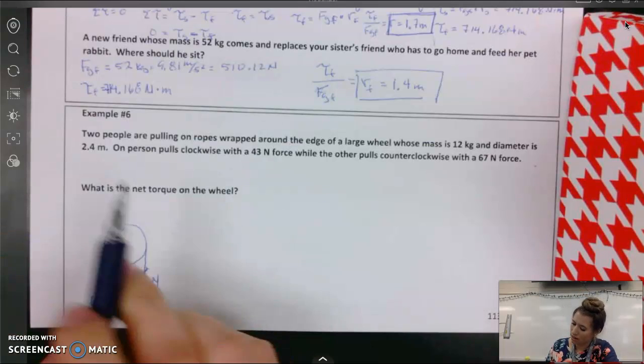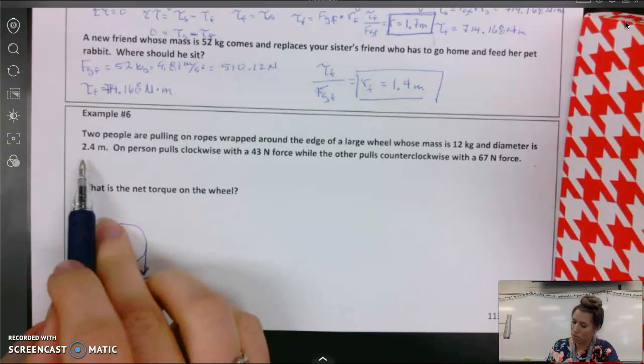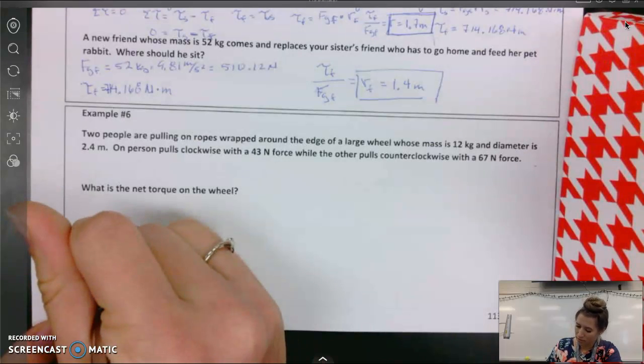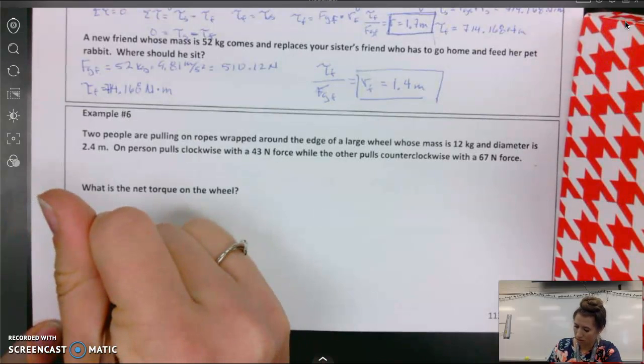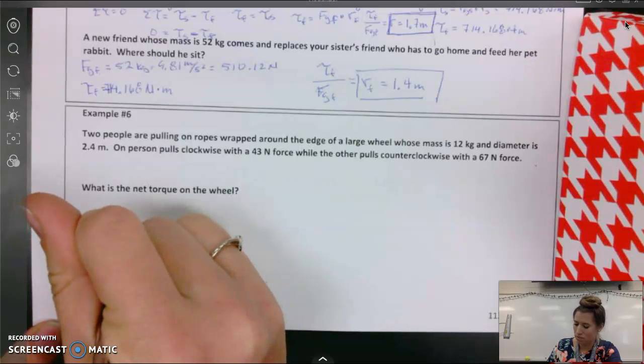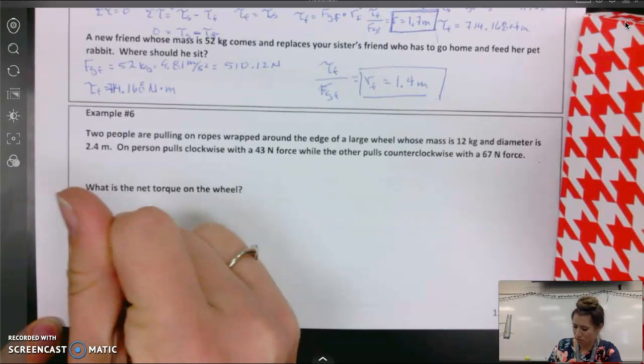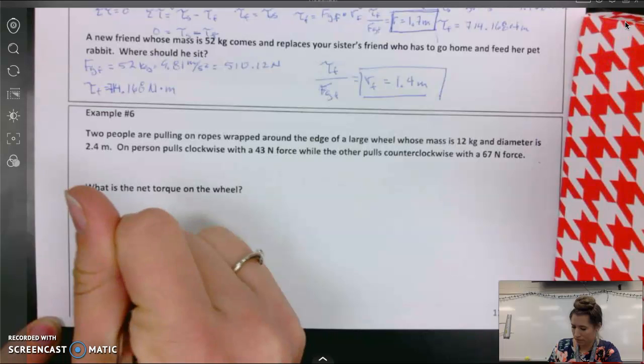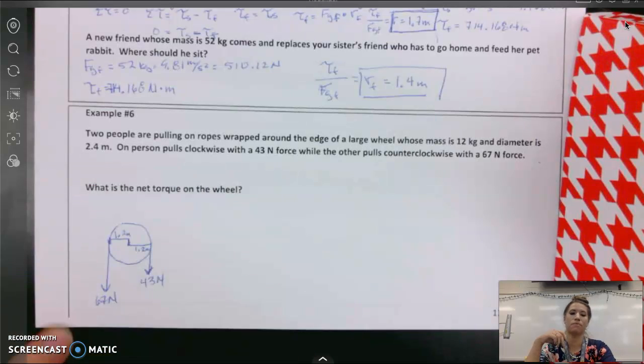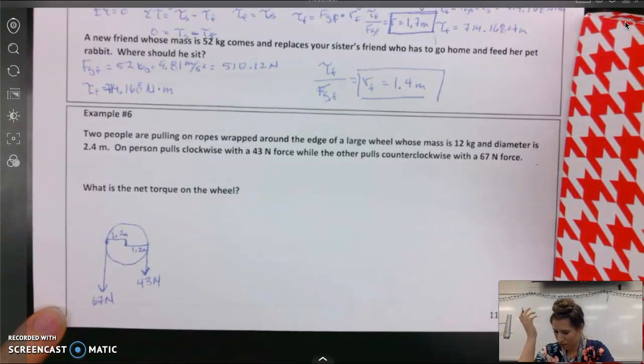We know that the diameter is 2.4 meters, so that means that this radius to that center point of rotation is 1.2 meters for both of them. Okay, that's how I viewed it.